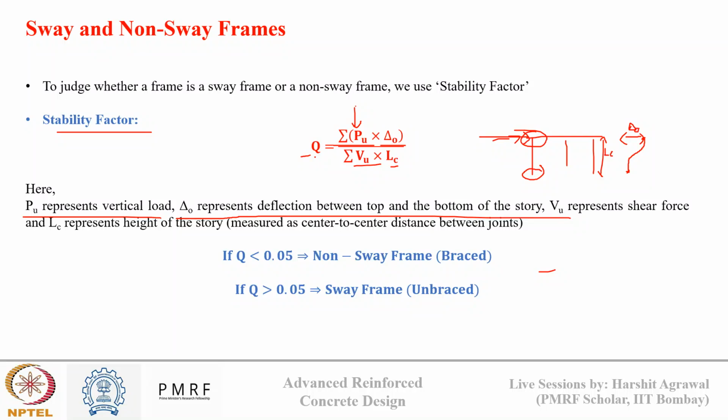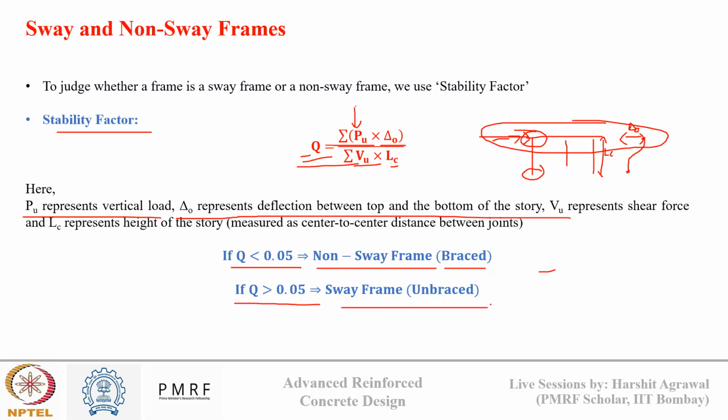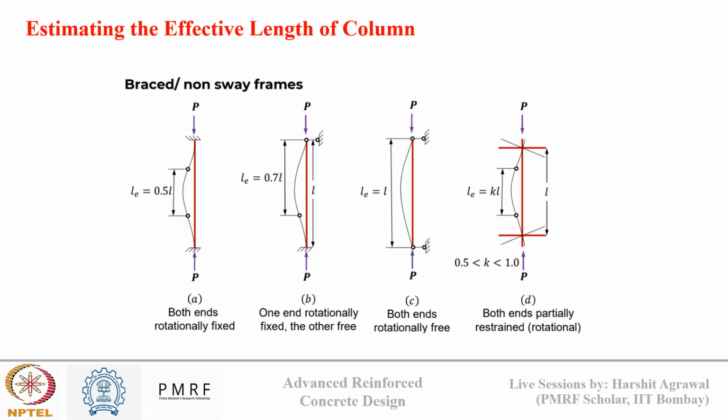So we calculate this value Q, my stability factor, for an entire story. If Q is less than 0.05, then we say it is a non-sway frame, a braced frame, so it is not undergoing any lateral displacement. If this Q value is greater than 0.05, then we say it is a sway frame or an unbraced frame, so it is undergoing lateral deflection. Based on this stability value, we can comment on whether it is a safe frame or not.